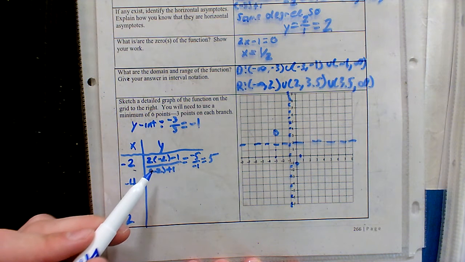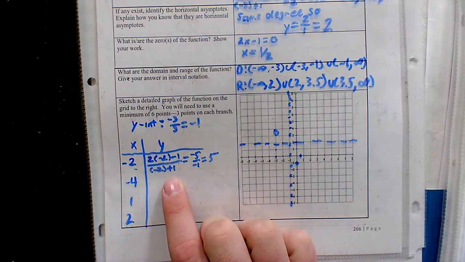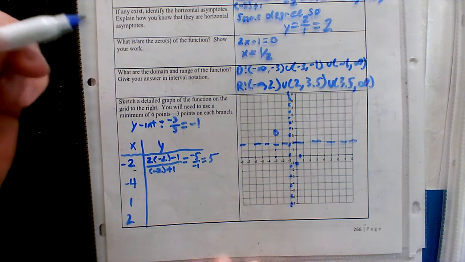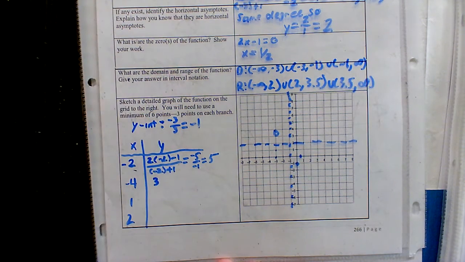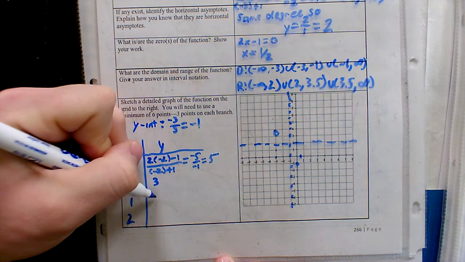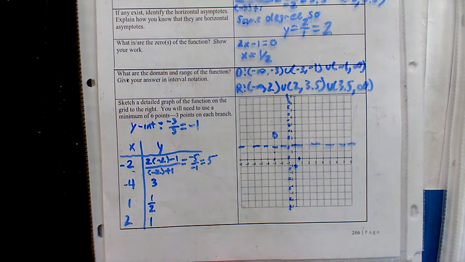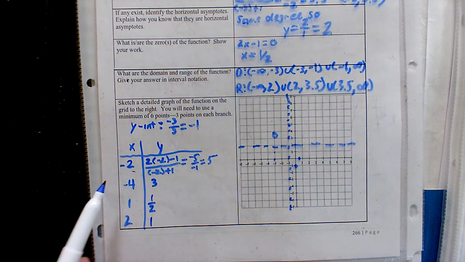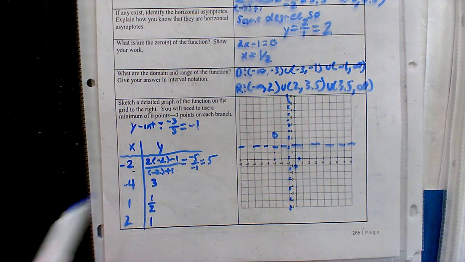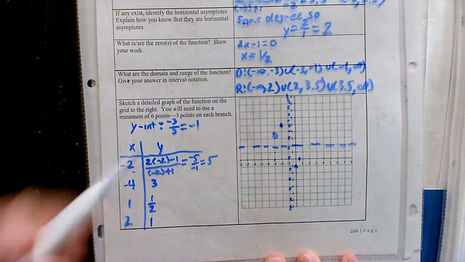I'm not going to show this step for all of them because I don't have enough room. When you're checking your problem, definitely on a free response test or quiz, you should go through each step to make sure you have the correct answer. But for -4, after some reducing, you would get 3 as your answer. For 1, you would get 1/2. And for 2, you would get 1. Again, I used the same equation for all of those. So now we can graph those other points: -2, 5 and -4, 3.